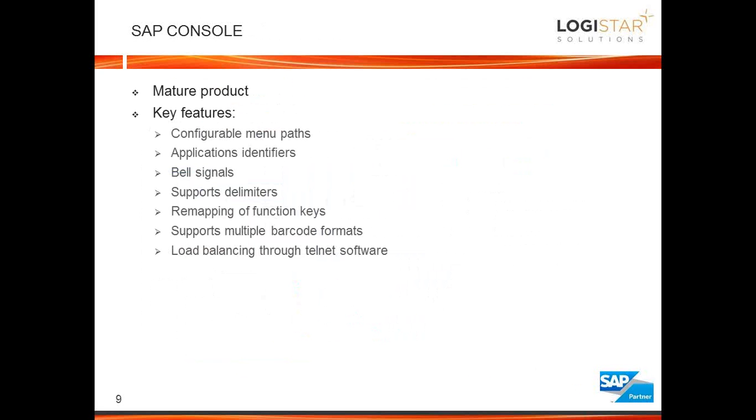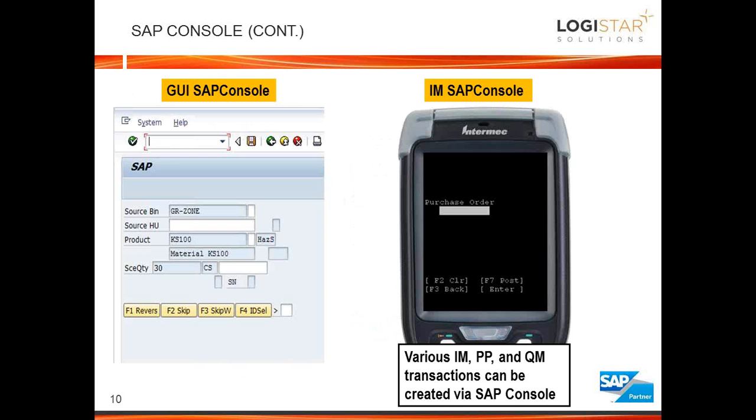There are a lot of configurable menu paths for how you want the actual actions within the SAP console transactions to look. The menus for receiving or putaway, those are all configurable. I can configure different bell signals, supporting delimiters. Again, I mentioned the standard: there's a set of standard function keys. You can remap function keys if needed as well. And again, it'll support multiple barcode formats.